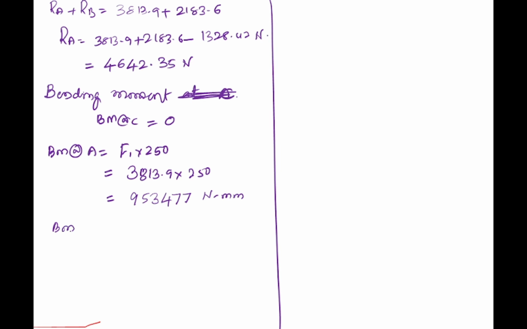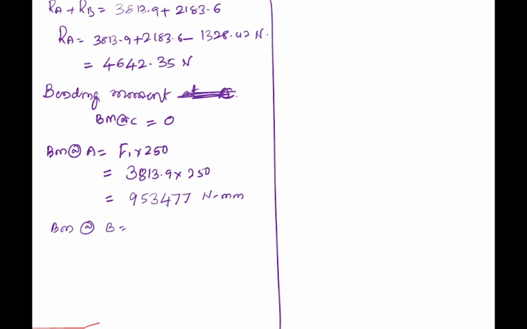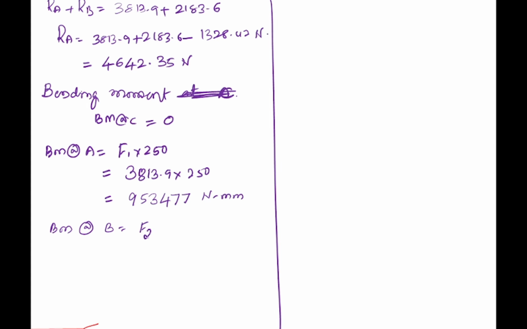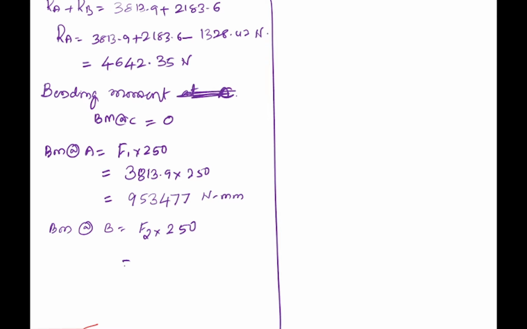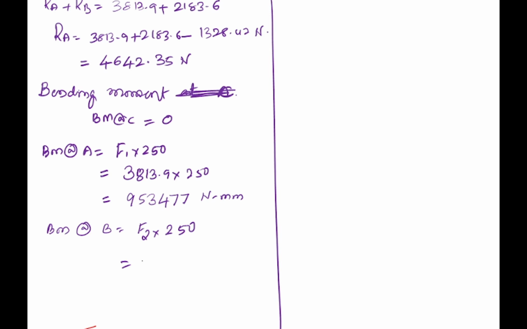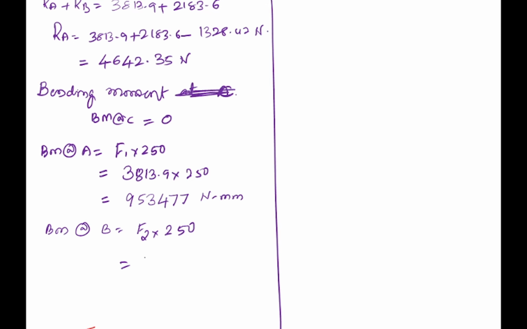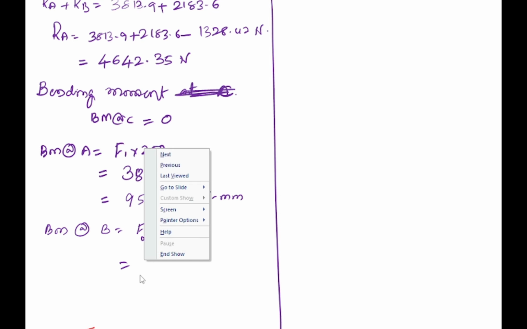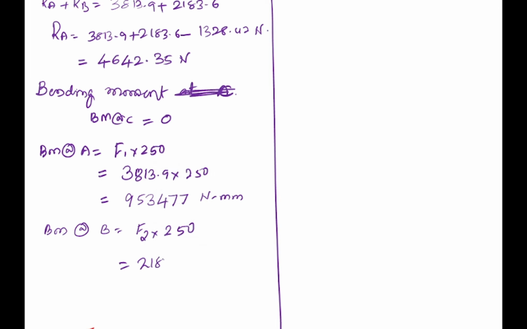Now bending moment, 9532. Let it be. So BM at B equal to F2 into 250. So this moment is going to cause a hogging. Another moment is also going to cause hogging. Okay. So we'll take it as negative.